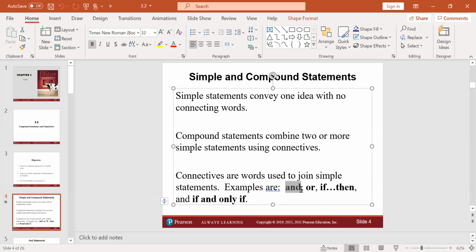What we're going to see then is that the word and is going to be the exact analog for the concept of intersection from set theory. The word or is going to be exactly the same as the union from set theory. If then is going to be our concept of the subset from set theory. If and only if is the concept of set equality from set theory. So pretty interesting stuff.